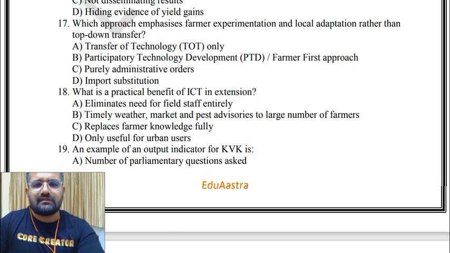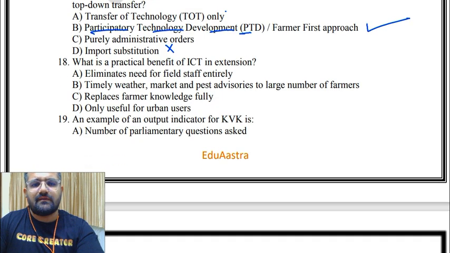Which approach emphasizes farmer experimentation and local adoption rather than top-down transfer? Transfer of technologies (TOT) only, participatory technology development (PTD) and farmer first approach, purely administrative orders, import substitution. So this is the answer, participatory technology development, farmer first approach.